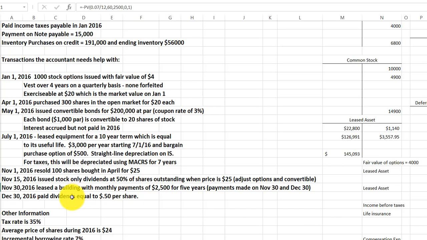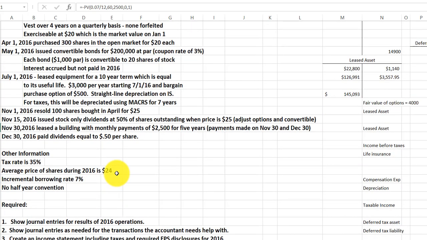And then we need to know the shares outstanding so we can calculate our dividends paid, 50 cents a share. All right, some other things. Average price of shares $24. Incremental borrowing rate, like we pointed out, is 7%. Now we're not going to use the half-year convention. We're going to actually figure out the months.